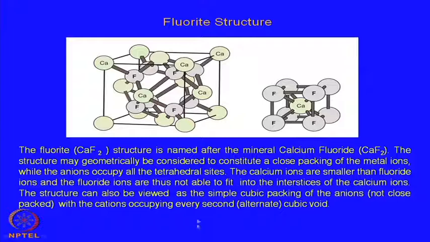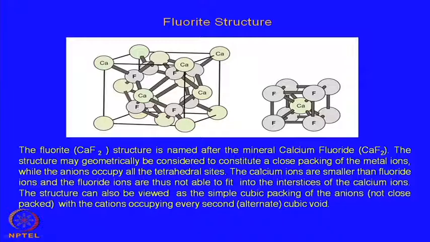This is the second part of it, but the structure can also be viewed in a slightly different way, because this is a one exception situation where the calcium ion is much bigger than the fluorine ions. Okay. So, normally anions are bigger than the cations. Here the cation is slightly bigger than the anion, and as a result the anion goes to the interstitial sites.